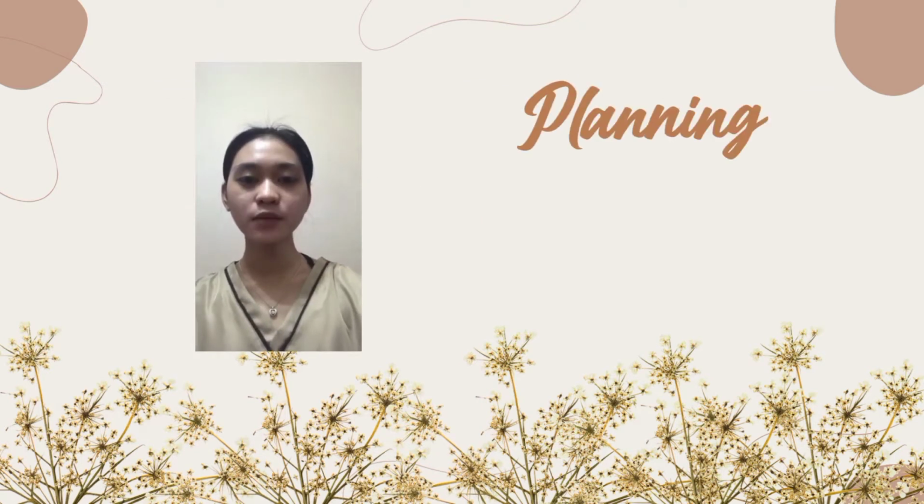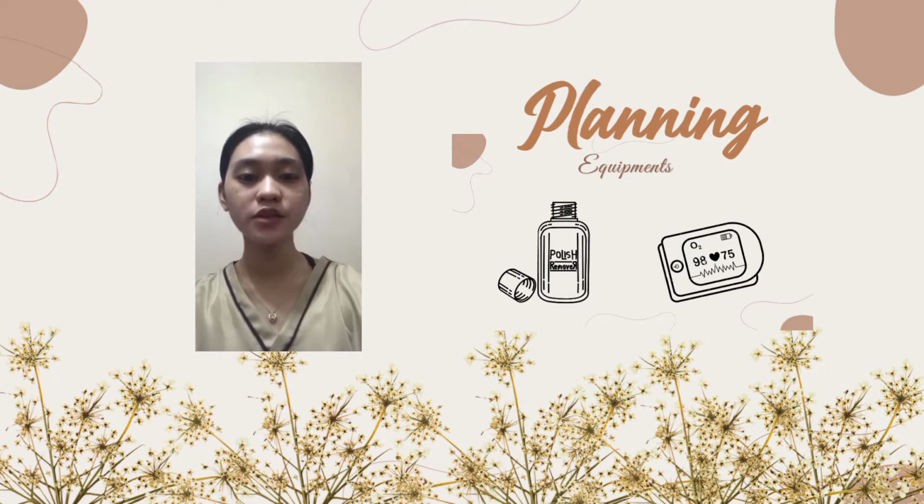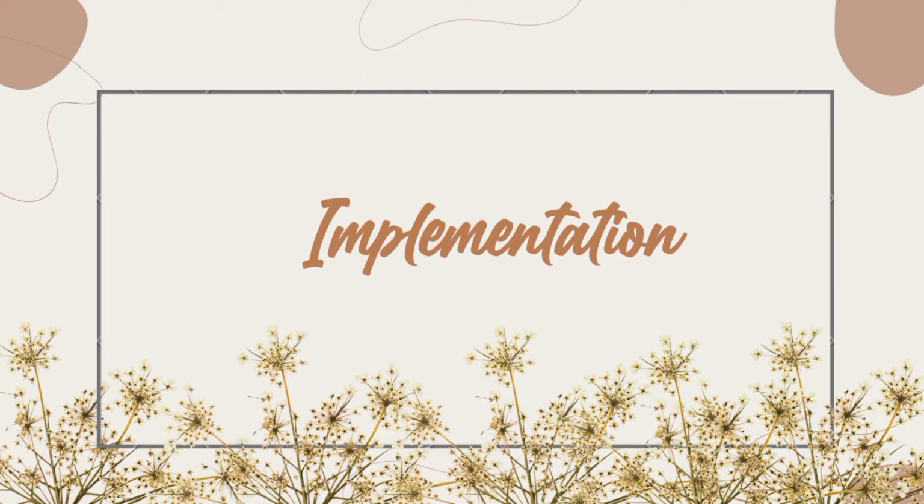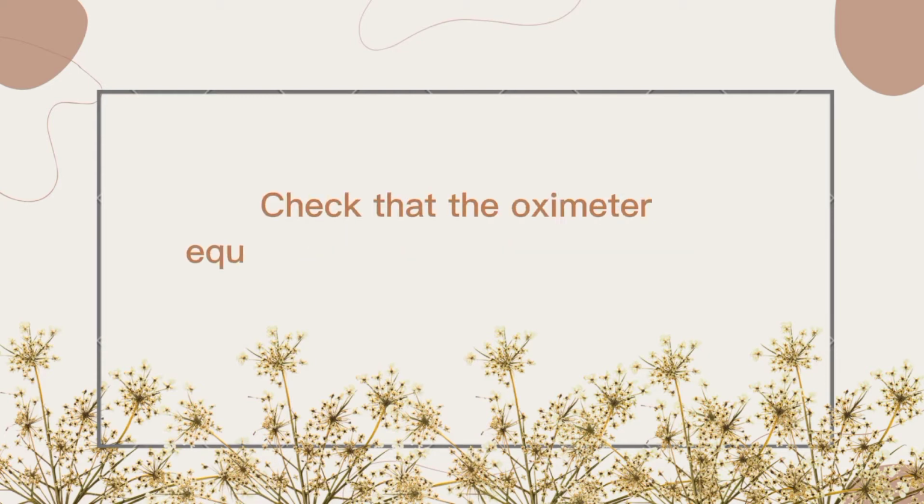For the planning, most hospitals and clinics have pulse oximeters readily available for the use with other vital signs equipment. Other facilities have a limited supply of oximeters. For the equipment, nail polish remover as needed, and pulse oximeter. For implementation preparation, of course, we need to check the oximeter equipment if it is normally functioning.